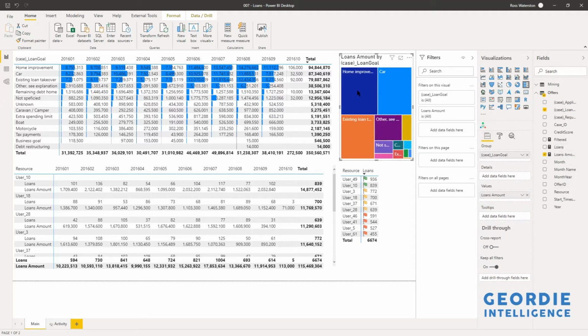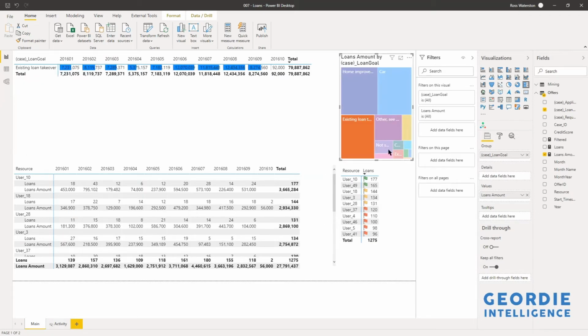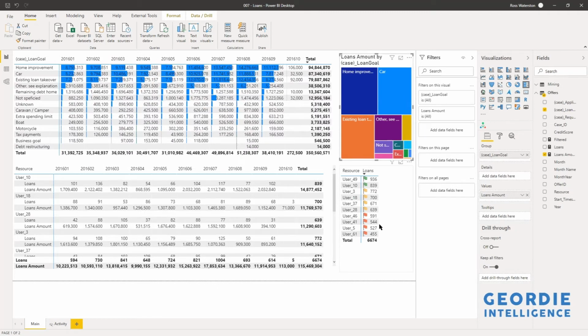Right, there we go. Loans amount. 98 million. So we can see 98 million for home improvement loans, and car loans 87. So this is all nicely balanced. It gives me a really good way of seeing what's happening. And from there, I can obviously start to interact with the other visuals around the page. This is key for people to understand.